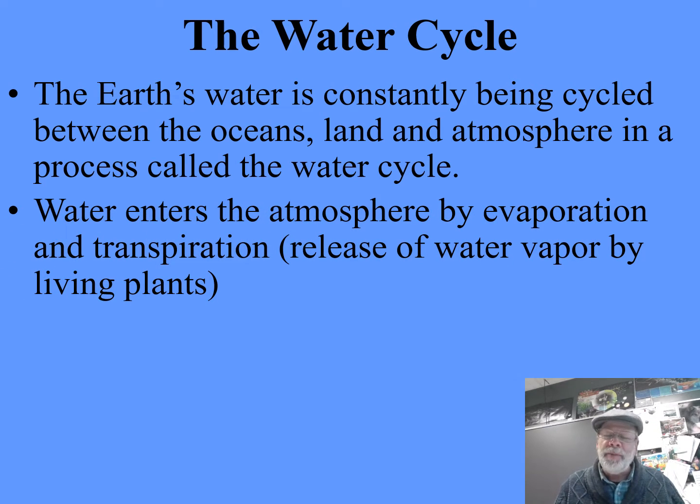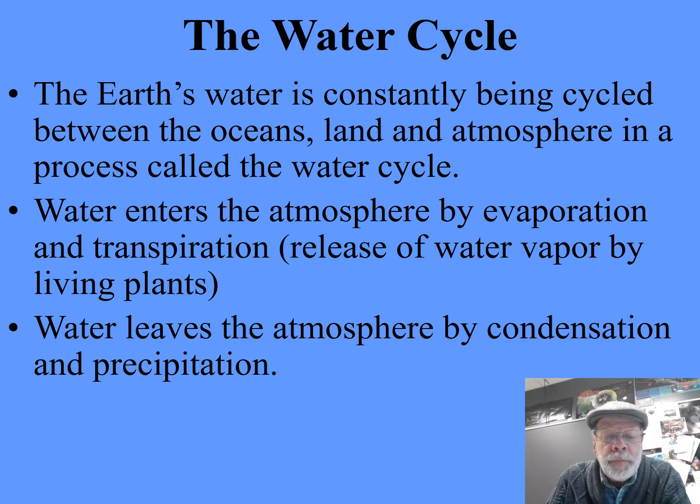So water enters the atmosphere by evaporation and transpiration. Transpiration is like evaporation, but it's the water released by living plants. It's part of their exhalation of water. So we combine these terms and call it evapotranspiration. So that's what we'll describe water from the land doing. Water leaves the atmosphere by condensation and precipitation.